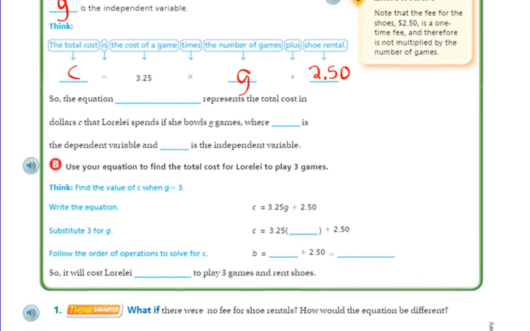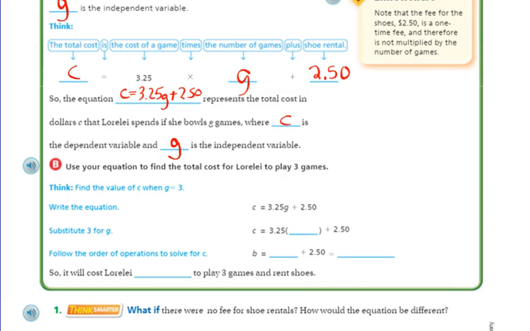All right, let's go ahead and scroll down here. So to wrap this up here for part A, so the equation C, my dependent variable, equals 3.25 G plus that $2.50. This represents the total cost in dollars C that Laura Lee spends if she bowls G games, where, going through our variable list now, C is the dependent variable and G is the independent variable. Okay. Now that was part A. Part A was generating that equation.